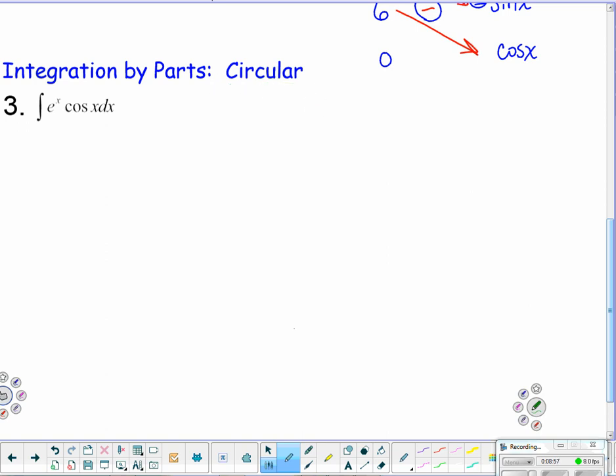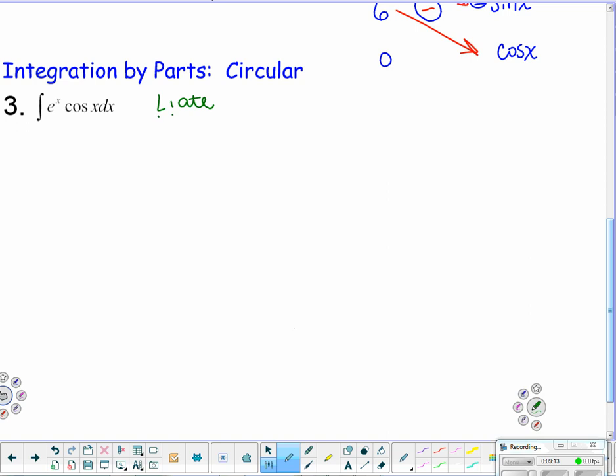And you'll see what I mean with the idea of circular here in a minute as we proceed through the problem. Now, what should I choose as my u and my dv? Honestly, it probably wouldn't matter too much in this case, but I'll follow the pattern work.